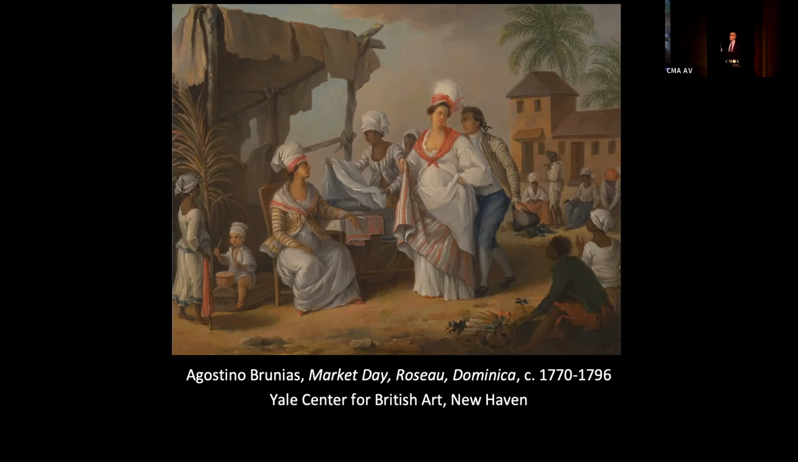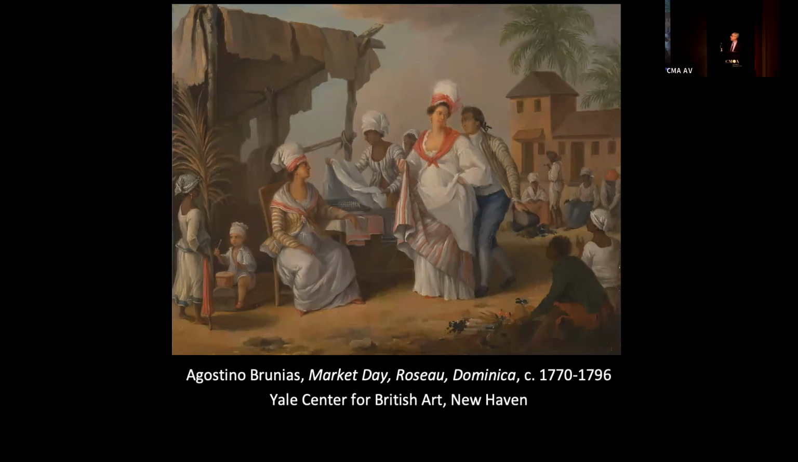And as much as I'm as guilty as anybody of reading Jane Austen as escapist comfort food, as much as you can enjoy the delightful fantasy of Bridgerton, as long as we all acknowledge that these are fantasies, or carefully selected views of the world. So you have, for example, the Italian-born artist Agostino Brunias, who worked in England, and then the British government sent him over to the Caribbean to do paintings of life there.